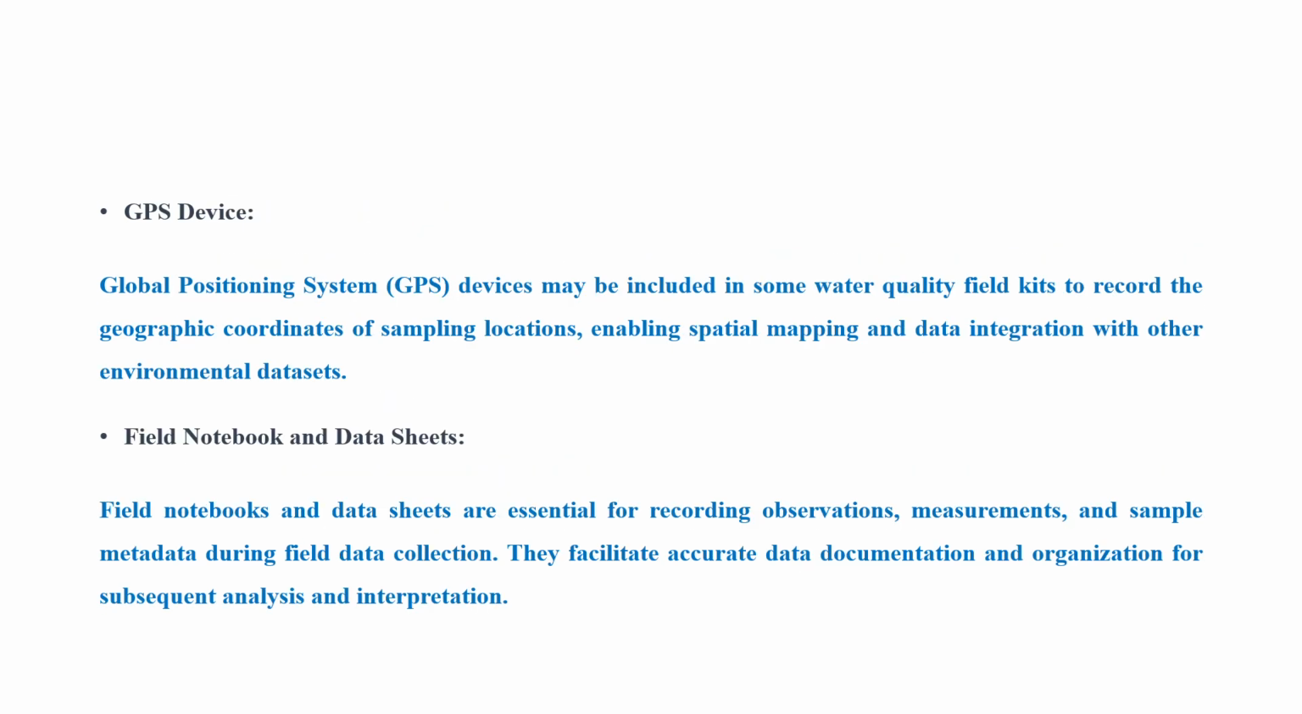Next one is the GPS. You know very well, the global positioning system may be included in certain water quality field kits. This is helpful for recording the geographical coordinates of sampling locations, for spatial mapping and everything else.